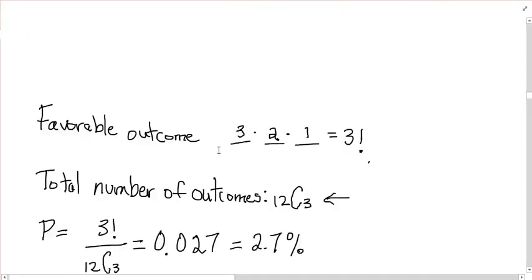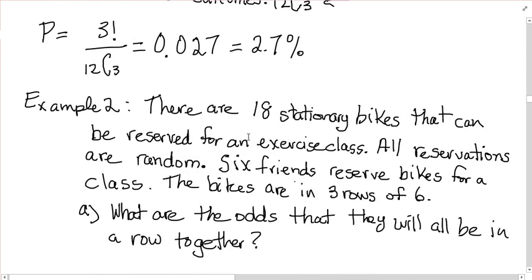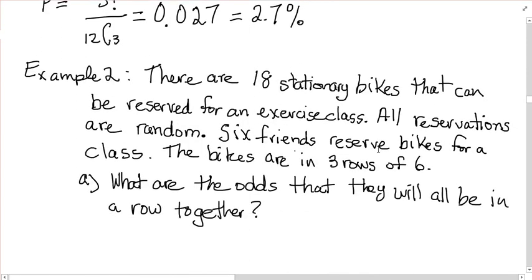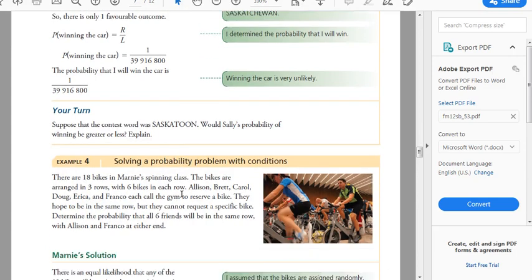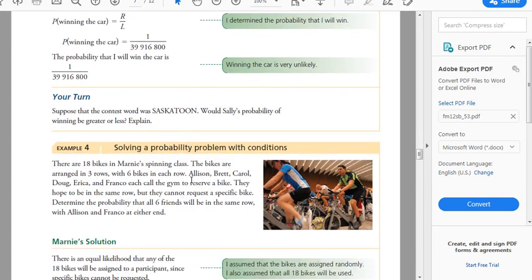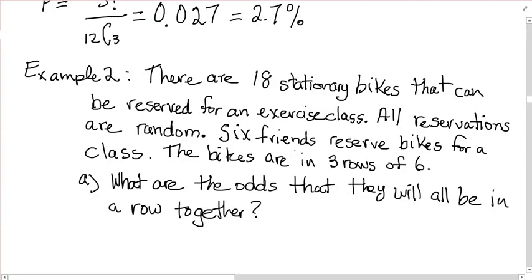Okay, so as far as the notes here, I just have some other examples, which are in the textbook too. Is this the example 4? Yeah, 18 bikes. Okay.